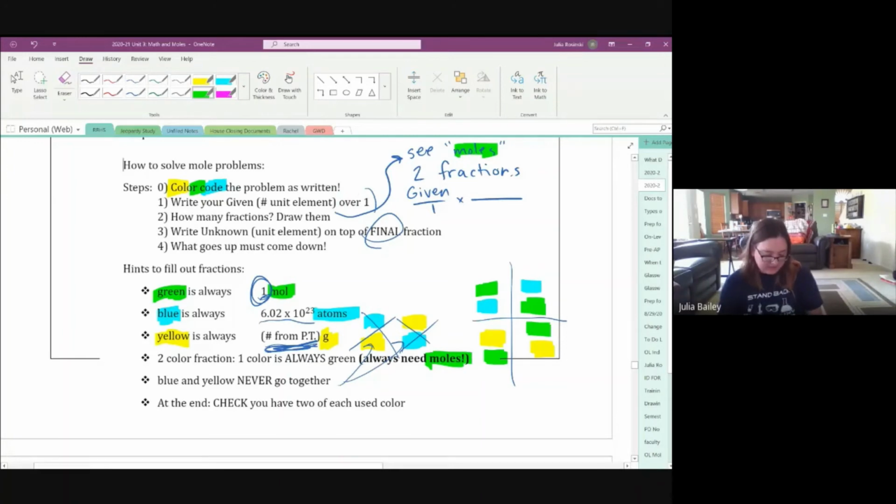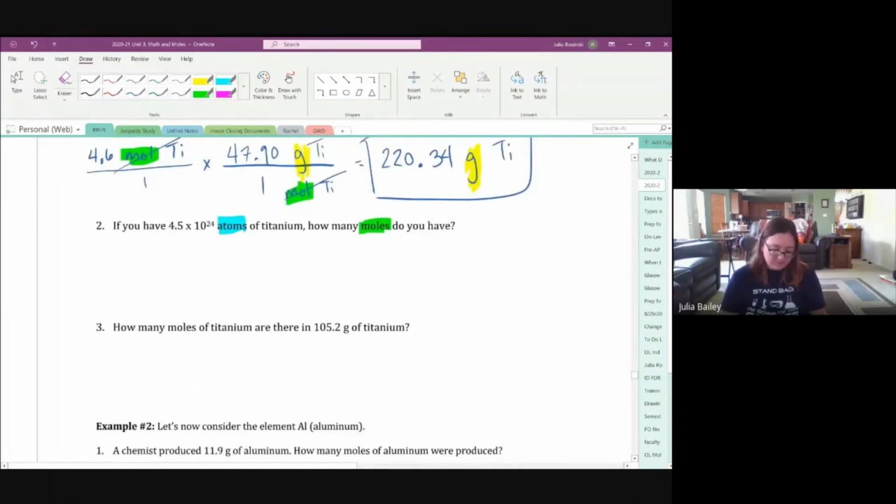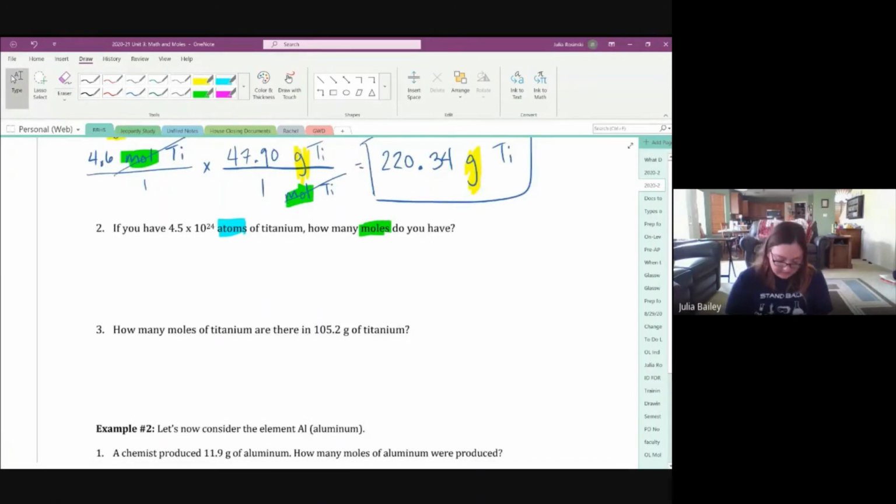Then you write your given, which should be a number, a unit, and an element over 1. So if you read the problem, find the number they gave you. They gave you 4.5 times 10 to the 24 atoms of titanium. That whole thing is your given.